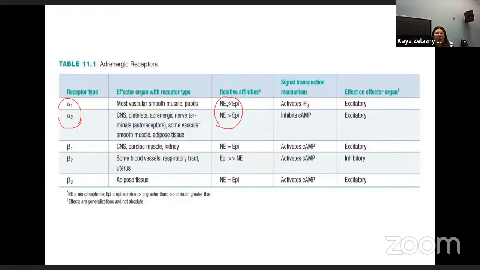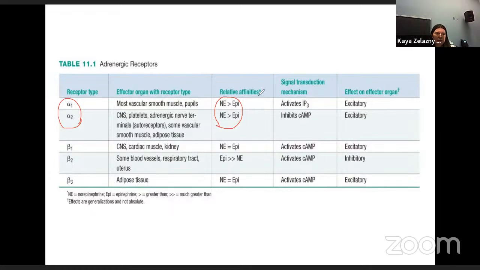So norepinephrine and epinephrine are similar chemically, so our receptors can bind to either of these molecules, but some of the receptors prefer one to the other. So if we're looking at a receptor and it prefers norepinephrine to epinephrine, we have an alpha receptor, alpha-1 or alpha-2.